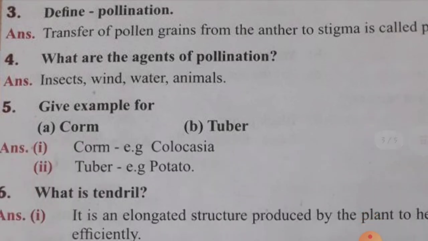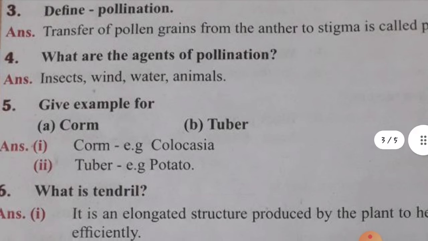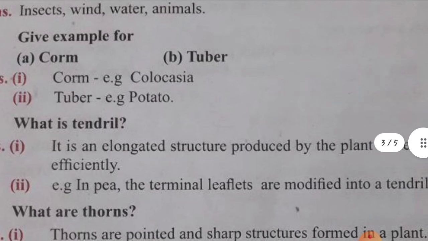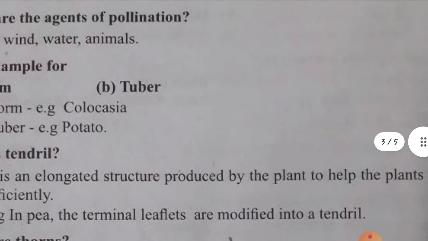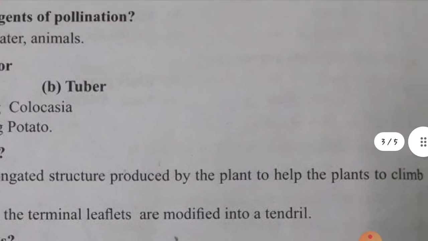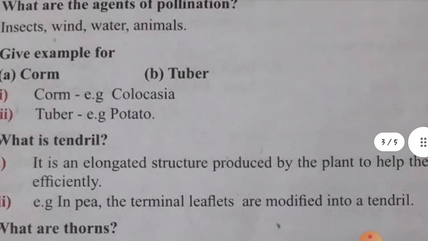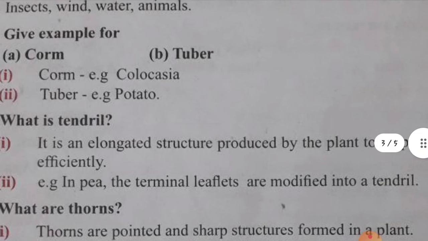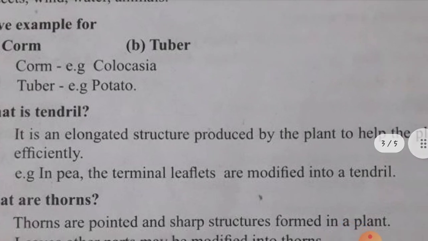Fifth question, give an example for corm and tuber. Okay, corm example, colocasia. Second one, tuber example, potato. And sixth one, what is a tendril? Okay, it is an elongated structure produced in plants to help the plants to climb efficiently. And second point, for example in pea, terminal leaflets are modified into tendrils.